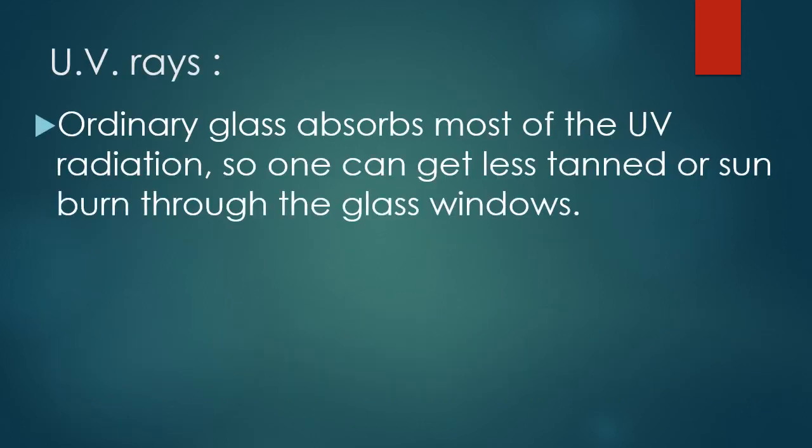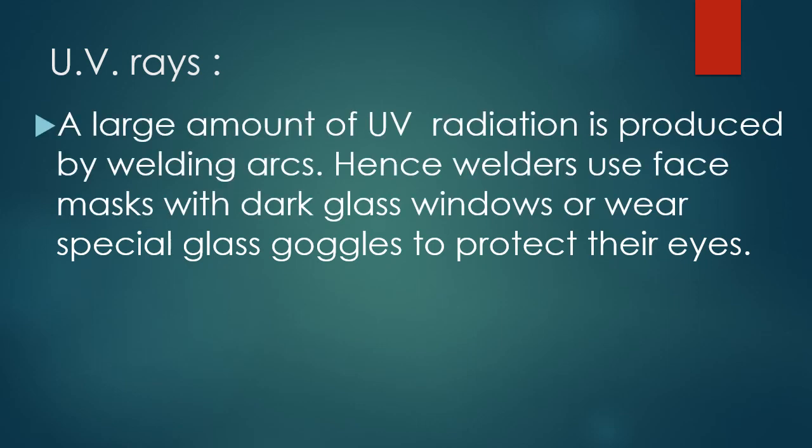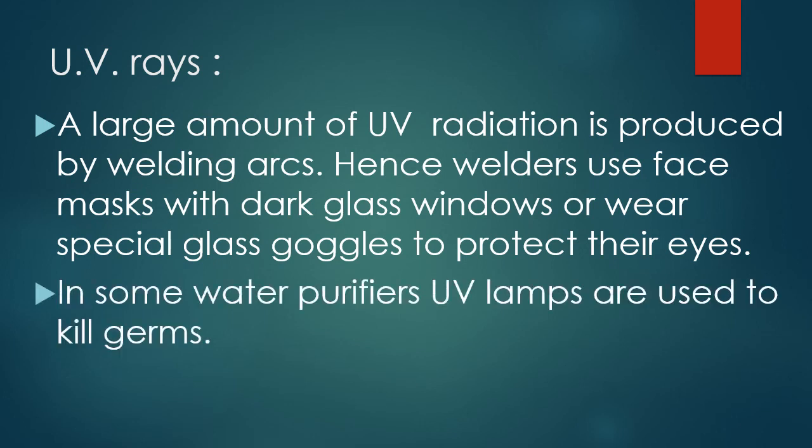Ordinary glass absorbs most of the UV radiation, so one can get less tan or sunburn through a glass window. A large amount of UV radiation is produced by welding arcs. Hence, welders should use a face mask with dark glass windows or must wear a special kind of glasses to protect their eyes. In some water purifiers, UV lamps are used to kill the germs.